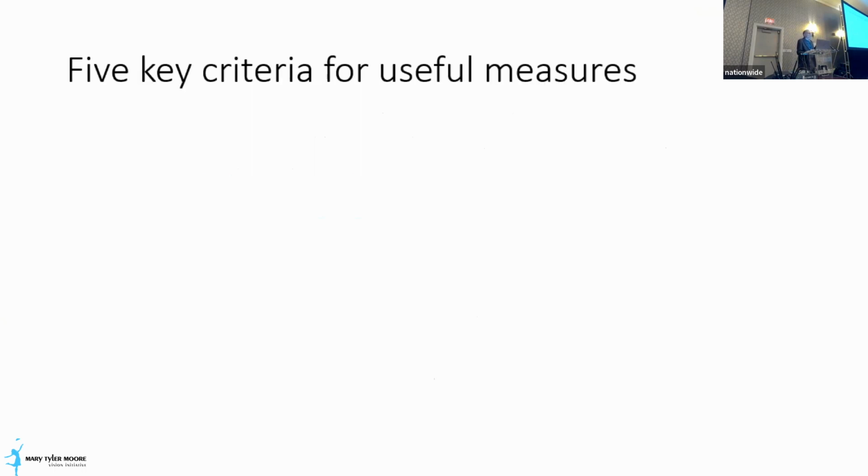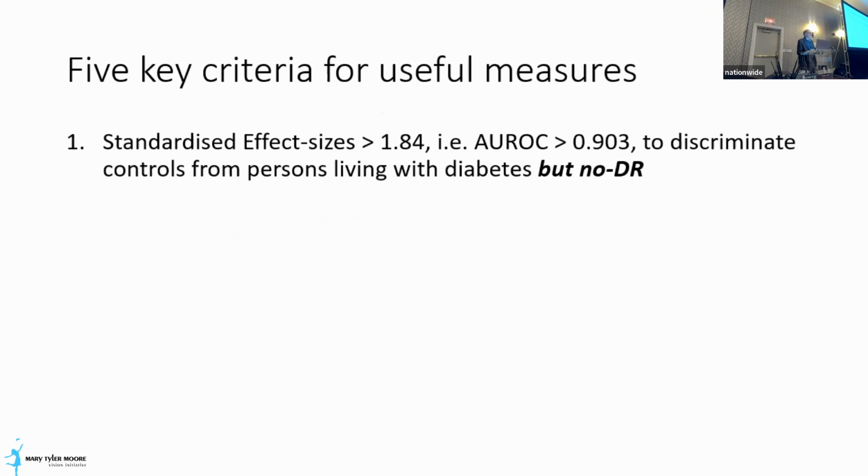So I'm going to talk today about what I think are 5 key criteria for useful measures. These actually apply to structural tests just as much as functional. They're simplistic things, but I think they're not often talked about enough. The first one, and maybe the most important, is standardized effect sizes. We're looking for sizes around about 2 or better, which corresponds to area under ROC curves about 0.9 or better. And this is specifically looking at discrimination of controls from persons living with diabetes, but who have no DR yet. If we can't do that, then we've got no hope later.